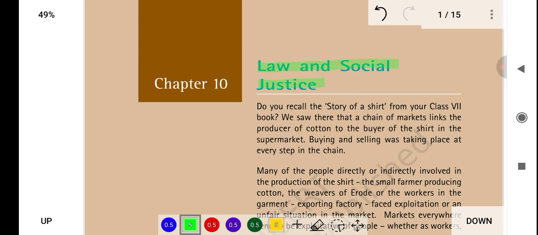So today we'll head on with chapter 10 of the 8th class polity NCERT. Its heading is Law and Social Justice. So what is the gist of this first chapter?